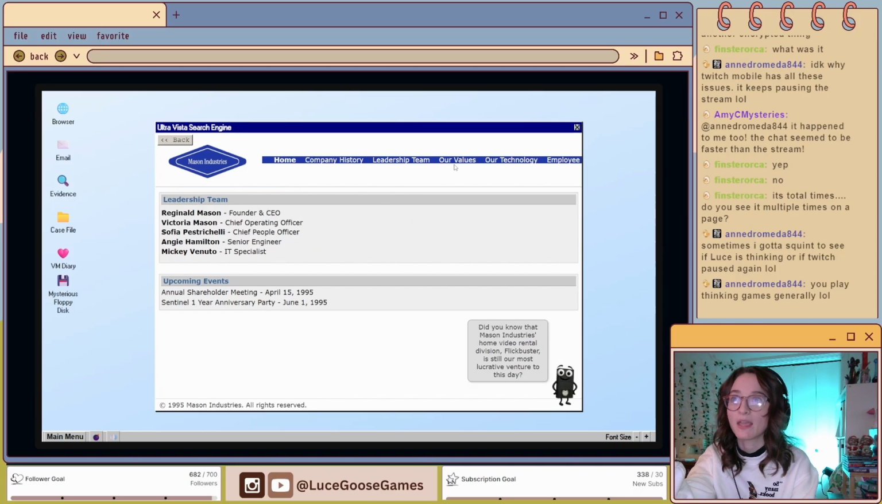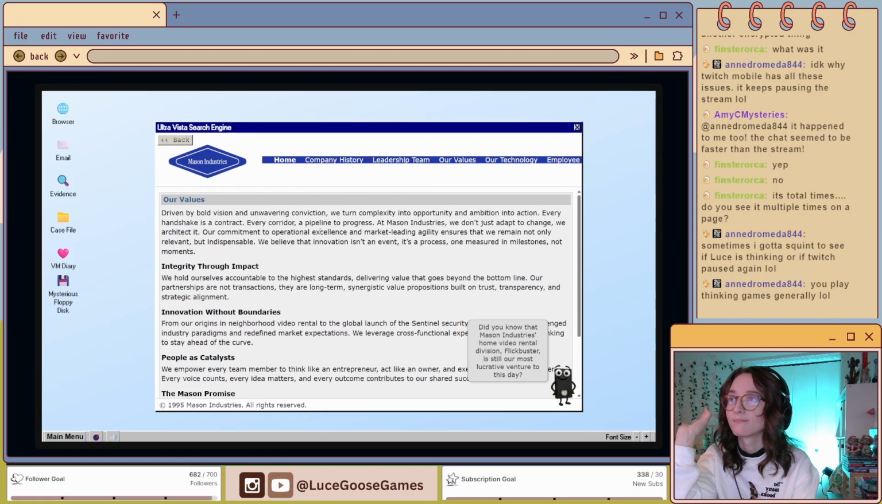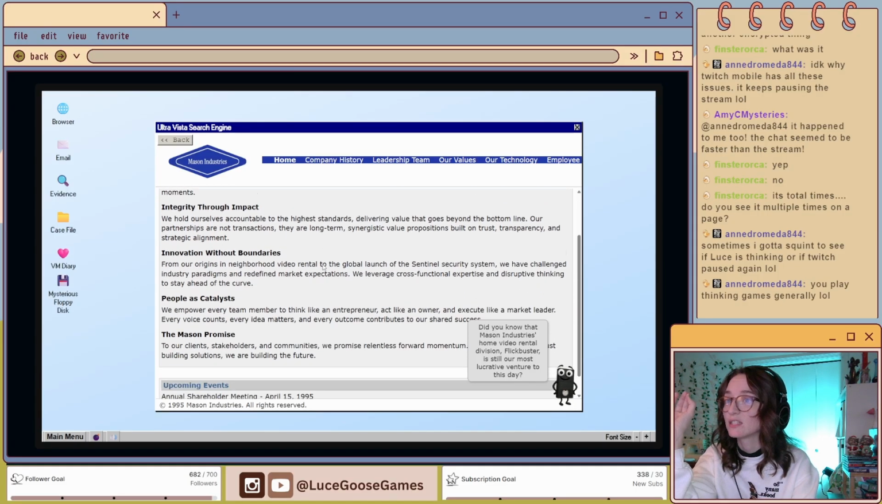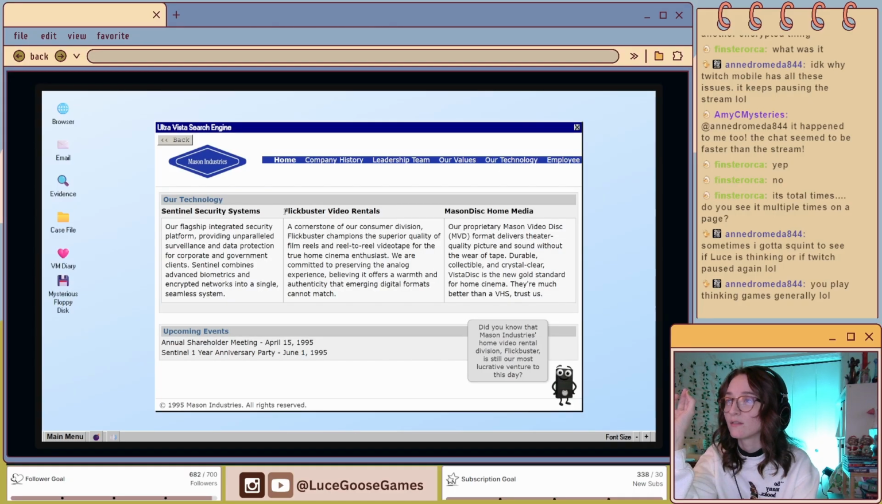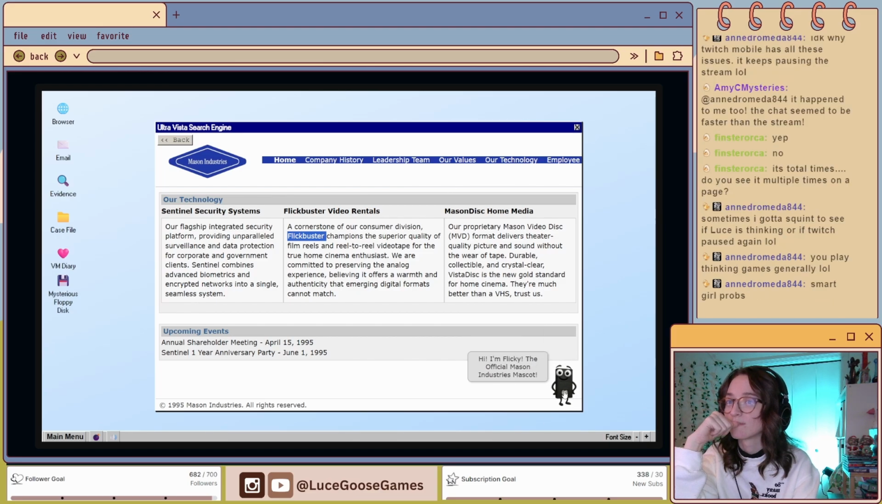It's not on this page. I don't think it's on this page. 2, 3. 4, 5.